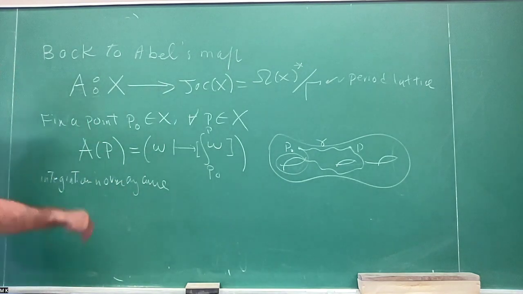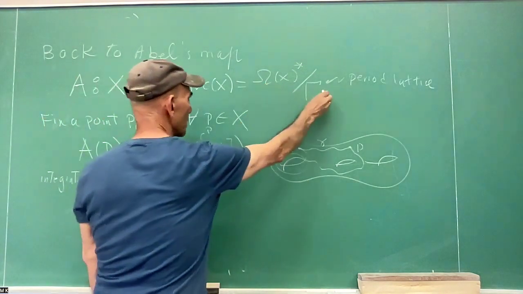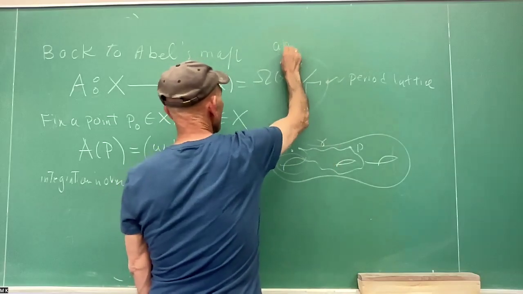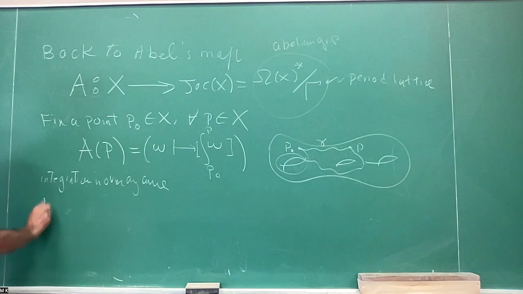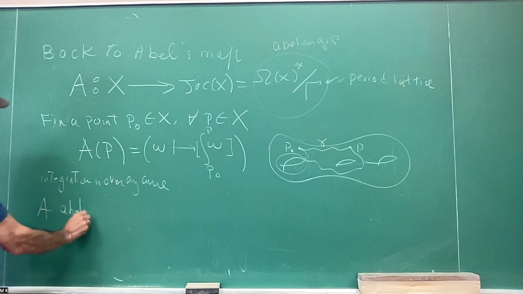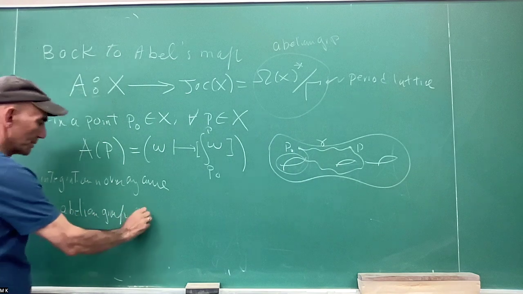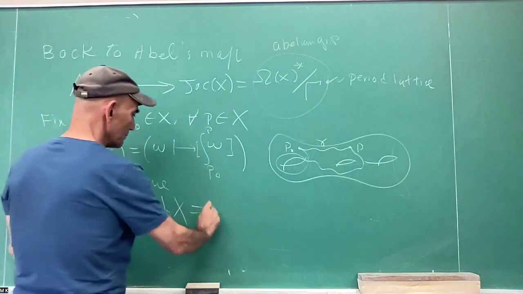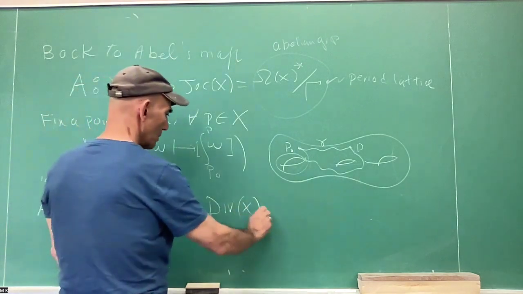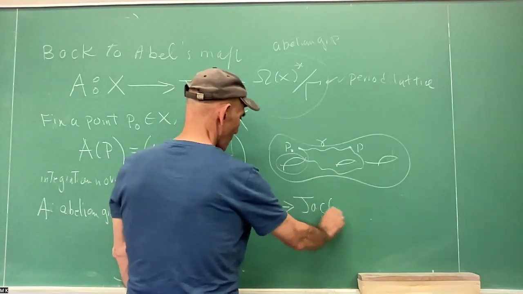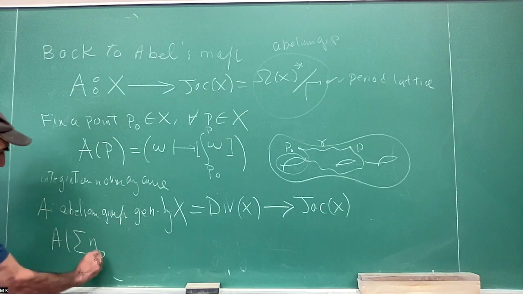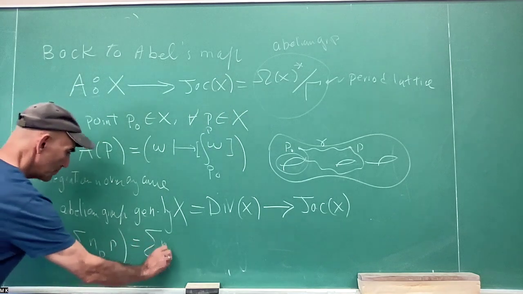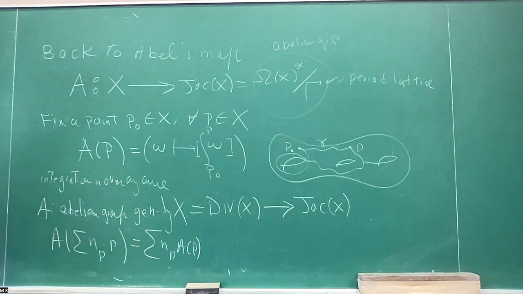All right. Because this is an abelian group, this A can be extended to a map from the abelian group generated by X, namely the divisors of X, to this Jacobian of X. And this map is just sending A of the sum of n_P times P equal to the sum of n_P times A of P, where P belongs to X. This linearly extends the map.